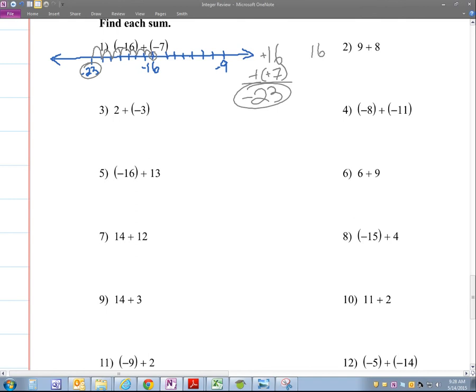So that's two ways that we could do that, of many others. Now we have 5 minutes to continue that homework. So that's a little review on adding integers.